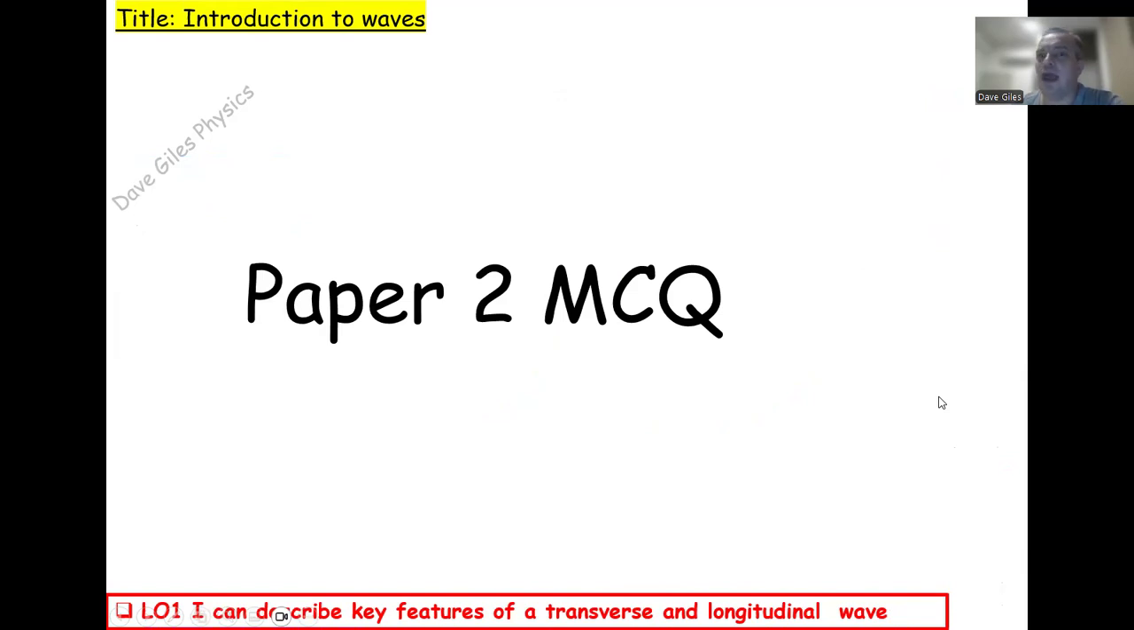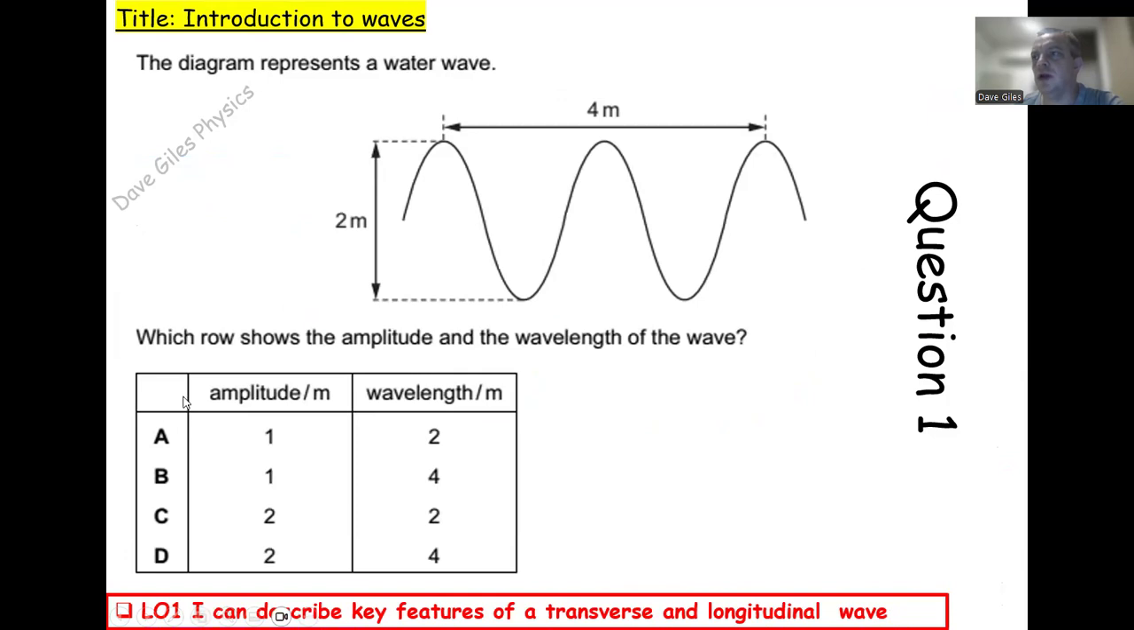Okay, so here are some paper 2 multiple choice questions. Which row shows the amplitude of the wavelength of the wave? As usual, pause it yourself, think about it, work it out, and I'll give you the answer in a few seconds. So let's have a look at the amplitude first.